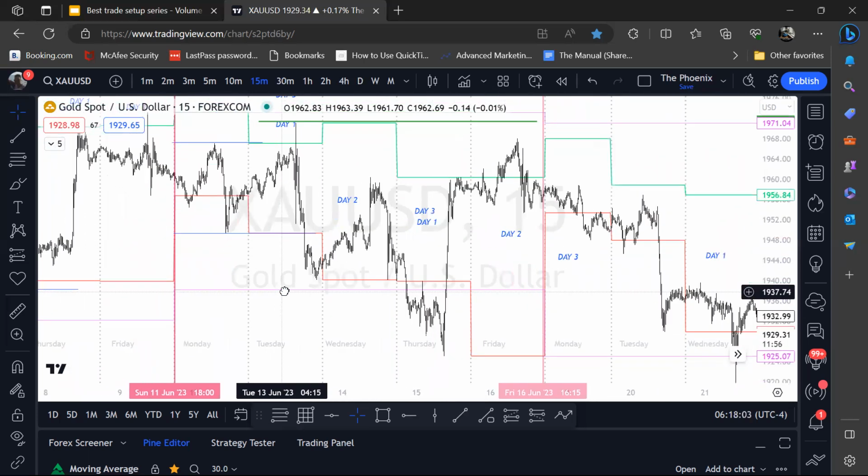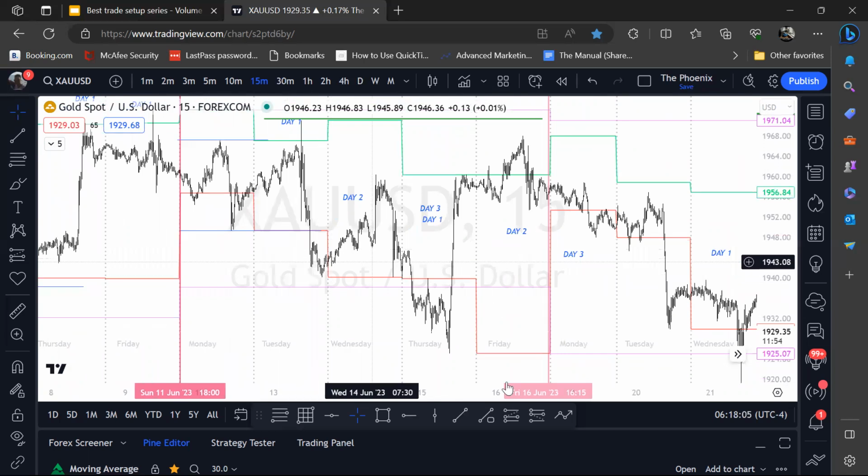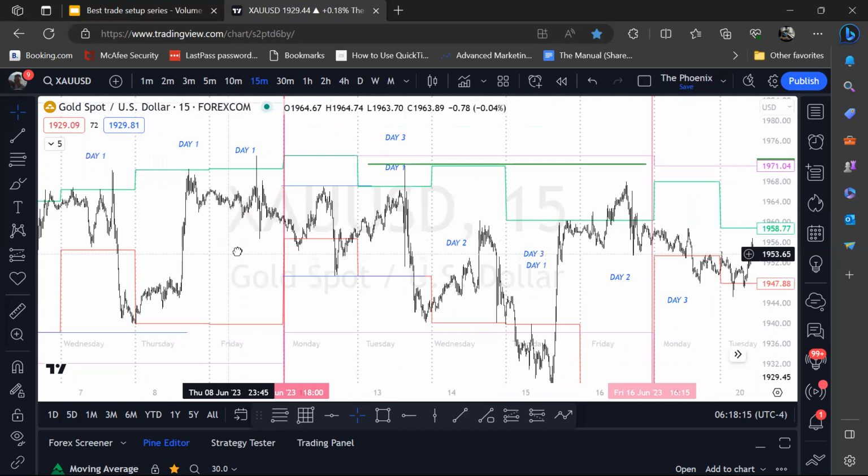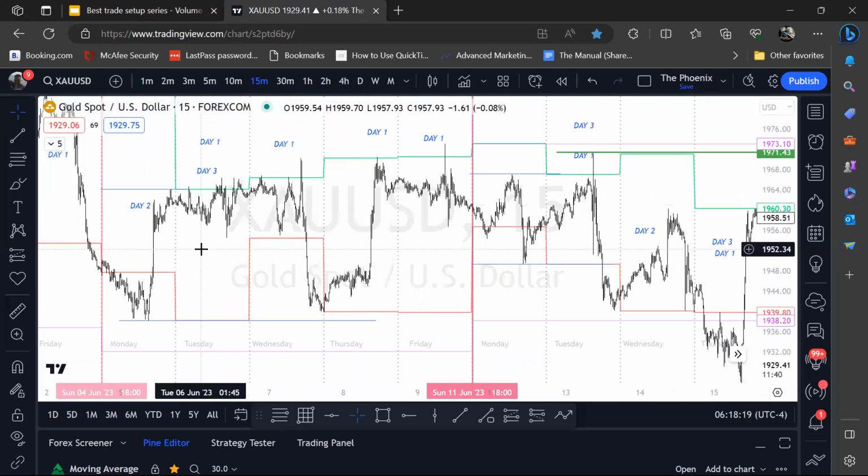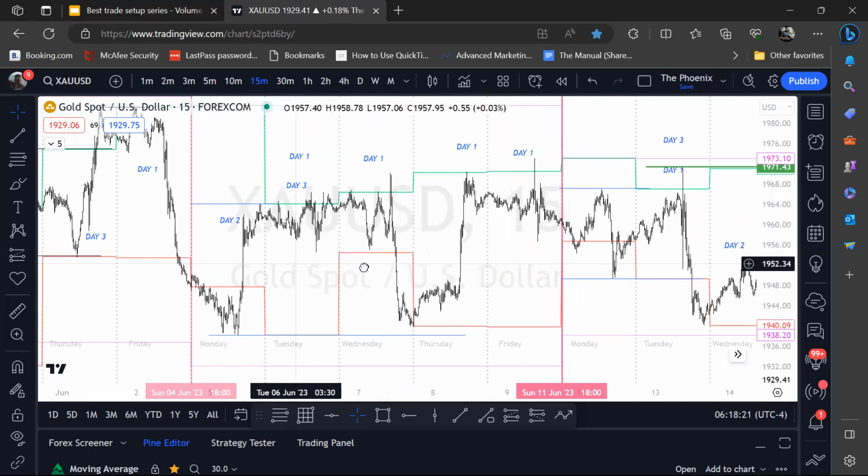On a pair like gold, I know price is very volatile and it may not have been the best pair to demonstrate this, but at the same time, it's the best pair to demonstrate this because we get to see the different variations of the 3-day cycle and how it can actually play out on just a single pair.